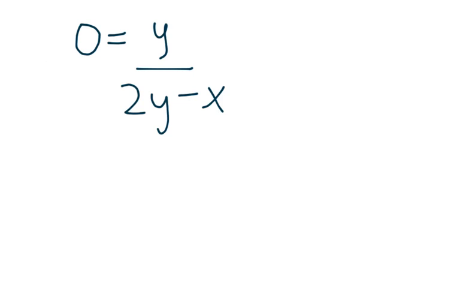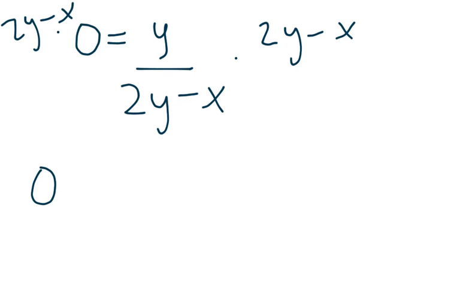So we're going to multiply 2y minus x on both sides. So we get 0 on this side, because 2y minus x, anything times 0 is 0. 0 equals y. So we know that 0 equals y, and now we can plug it into the original equation.